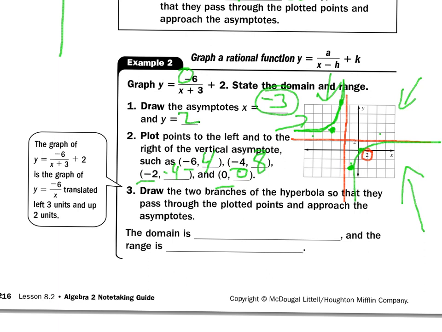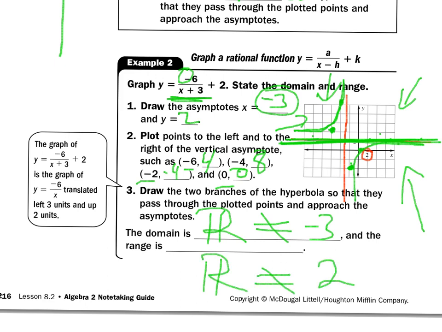Okay. Draw the two branches of the hyperbola. So I already did that. The domain of this now would be all real numbers, but you couldn't have negative 3 because you can't have a 0 on the bottom. So all reals not equal to negative 3. And the range of this thing, if you look at your asymptote right there, that red asymptote going back and forth right here, and I just turned it to green, that's at 2. So this is all real numbers, but you'll never get to a 2.